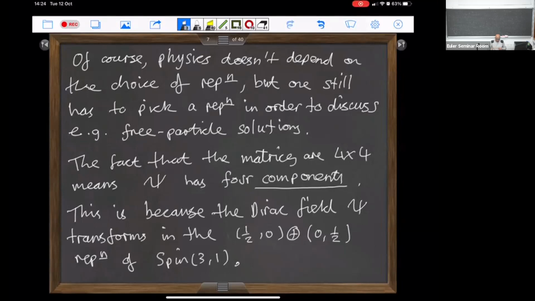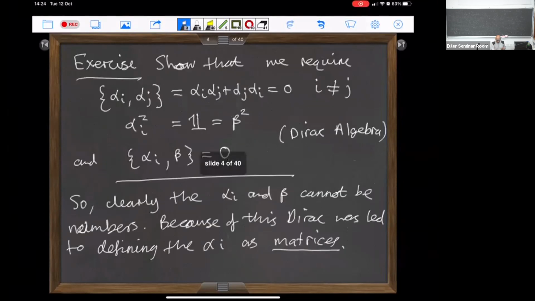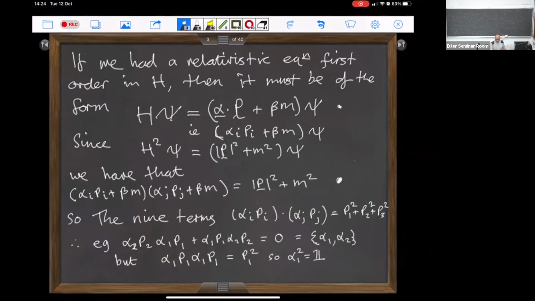Now, the fact that the gamma matrices, sorry, the alpha and beta matrices, we'll introduce the gamma matrices shortly, the fact that these matrices are 4 by 4 means that, when we go back to the original equation, if you look at the right-hand side, alpha and beta are 4 by 4 matrices. So it means that psi itself, the Dirac field, has 4 components. Meaning, you should think of it as a vector with 4 components.